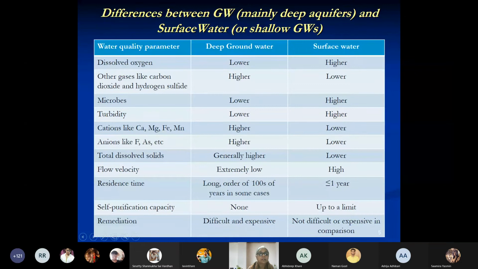Like I said, as the DO level goes down, you will get a buildup of gases like carbon dioxide and hydrogen sulfide. You get what are called reducing conditions, because of which you will get iron in 2+ form, manganese in 2+ form, and arsenic in 3+ form.